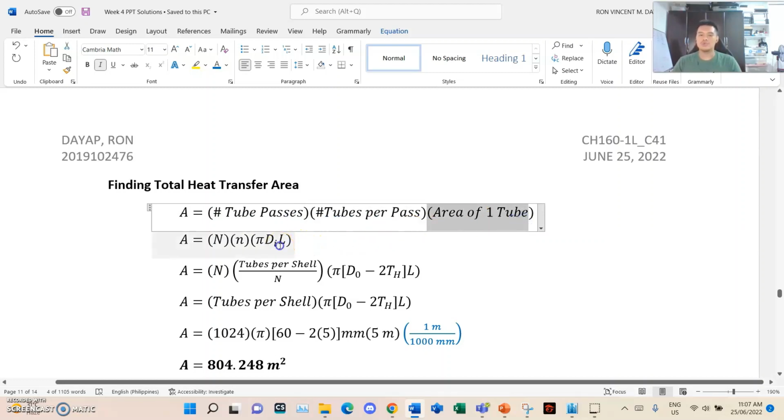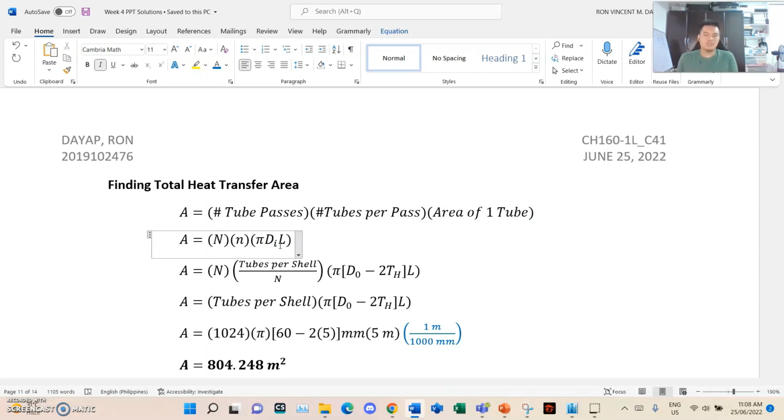For the area of the tube, we're not considering the cross-sectional area of the tube. If we imagine the tube is a cylinder like this one, and we consider the cross-sectional area, the heat transfer would be on this part only. However, that's not the case, because the tube comes in contact with the fluid surrounding it. That means we don't need the cross-sectional area, we need the surface area of the cylinder.